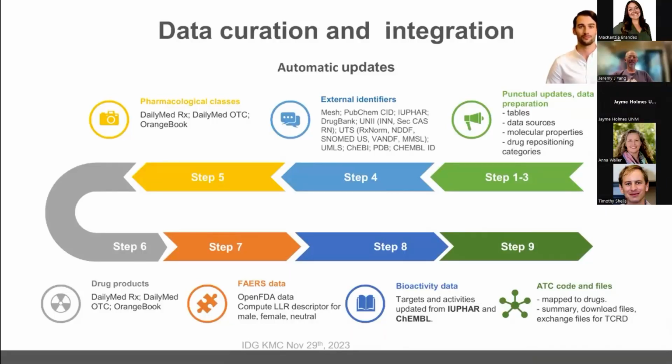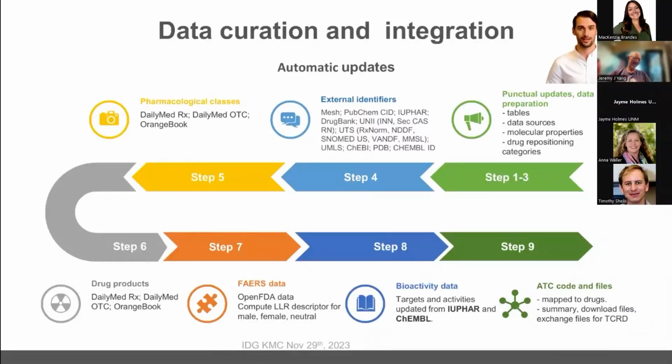Pharmacological classes, step 5. We use sources like DailyMed Rx, DailyMed OTC, and Orange Book to classify drugs pharmacologically. Drug products, step 6. Information from DailyMed Rx, DailyMed OTC, and Orange Book is used to update drug product data. FAERS data, step 7. We incorporate OpenFDA data and compute LLR descriptors for male, female, and neutral populations to monitor adverse events.